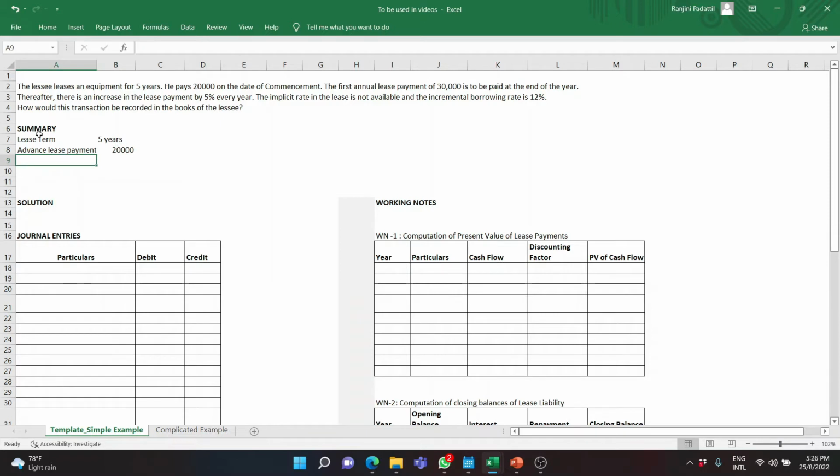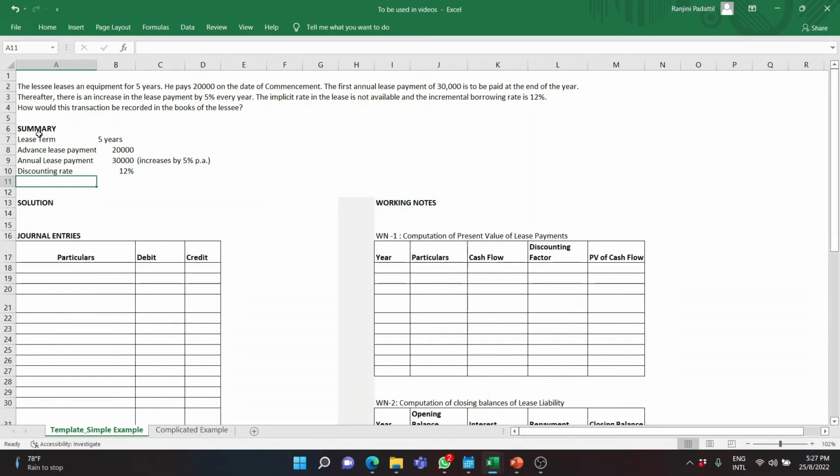Then the first annual lease payment to be paid is 30,000, and this is payable at the end of the year. And they also say that it increases by 5% per annum. Finally, the discounting rate is 12%.